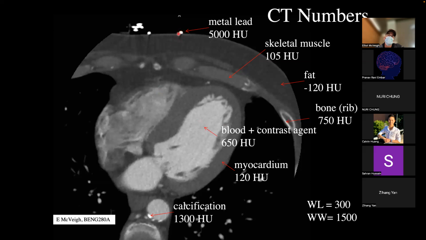Metal, this wire that's on the patient's chest, which is probably an ECG lead that's outside the patient, they tag on ECG leads and it's just lying there on the chest, that's 5,000, right? Since it's a metal which absorbs X-rays pretty heavily.